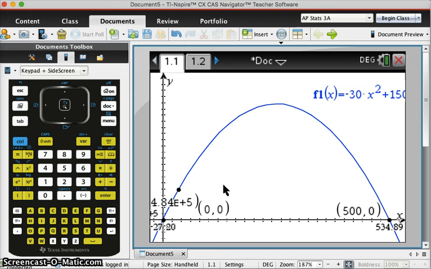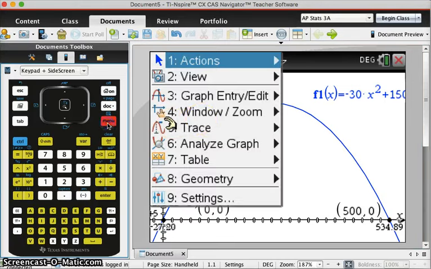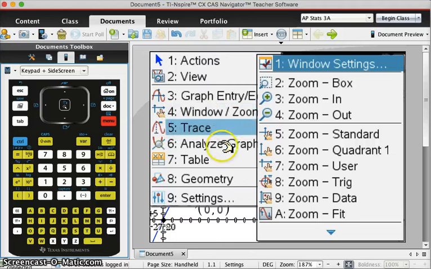I guess that makes sense. If they charge $500 for the cell phone, they're going to make $0 in profits, probably because they're not going to sell any. So that's probably the contextual meaning of that. They also wanted the vertex, so let's do this.